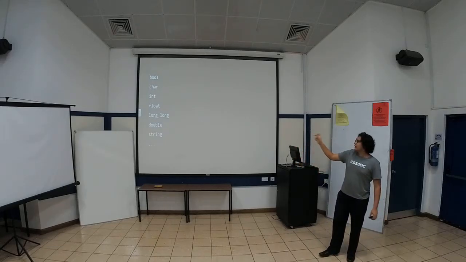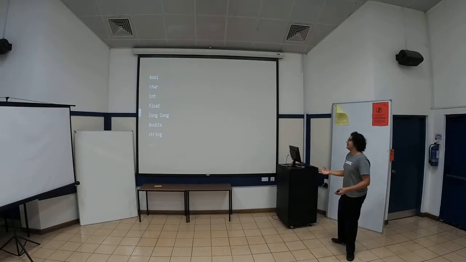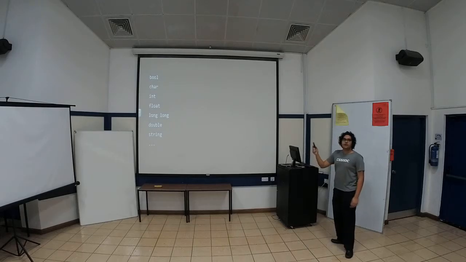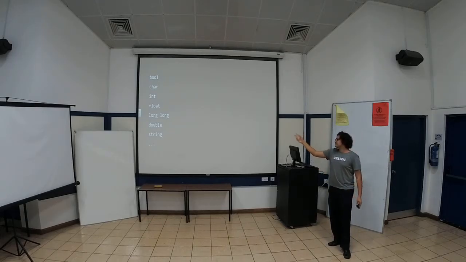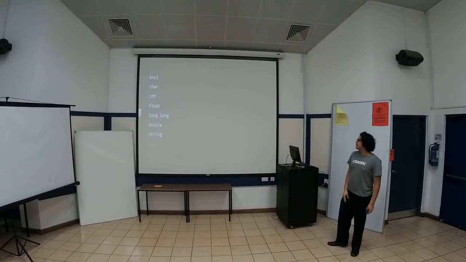And we also have a long and a double. So a long is also an integer type, but it's longer, literally that's why it's called long. And a double is just a double precision floating point. So long and int are both integers, float and double are both floating point numbers. And then also thanks to the CS50 library, we have access to string, which allows us to store a series of characters, basically.